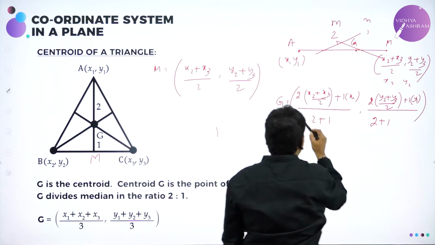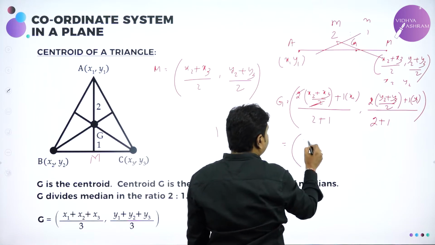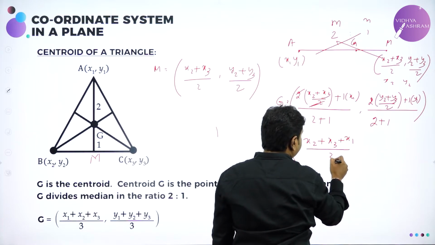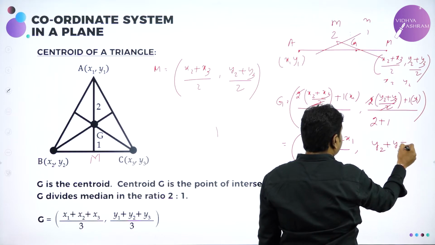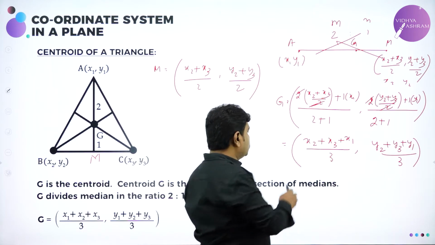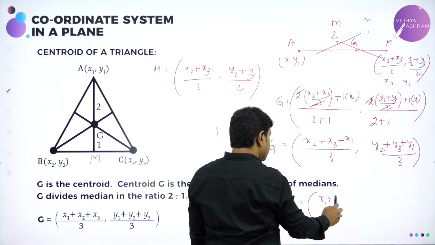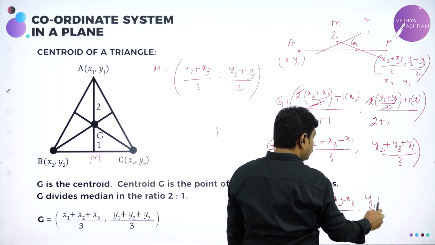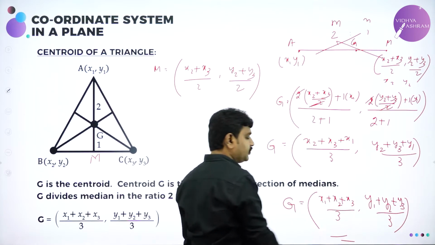Now, further simplify. I can cancel this 2 and this 2. So I will have (x2 plus x3 plus x1) divided by 3, and the 2 cancels, so it becomes (y2 plus y3 plus y1) divided by 3. So now we got the centroid formula. What is the centroid? G is equal to (x1 plus x2 plus x3) by 3, and (y1 plus y2 plus y3) by 3. This is the centroid of a triangle.